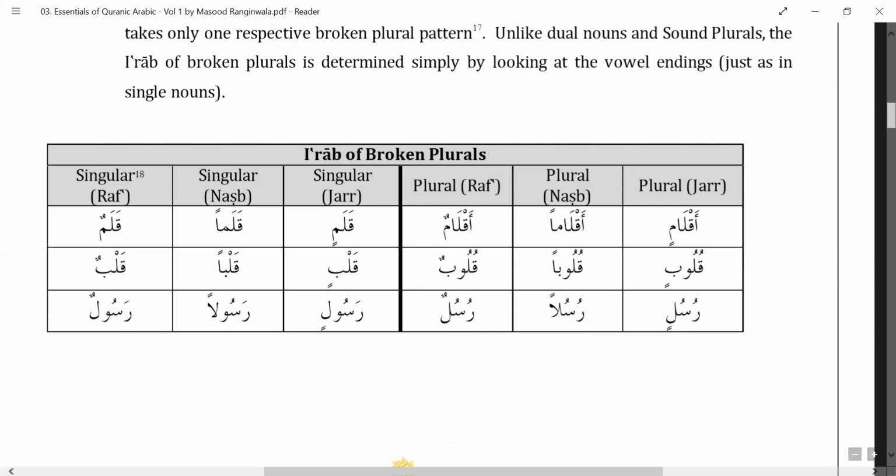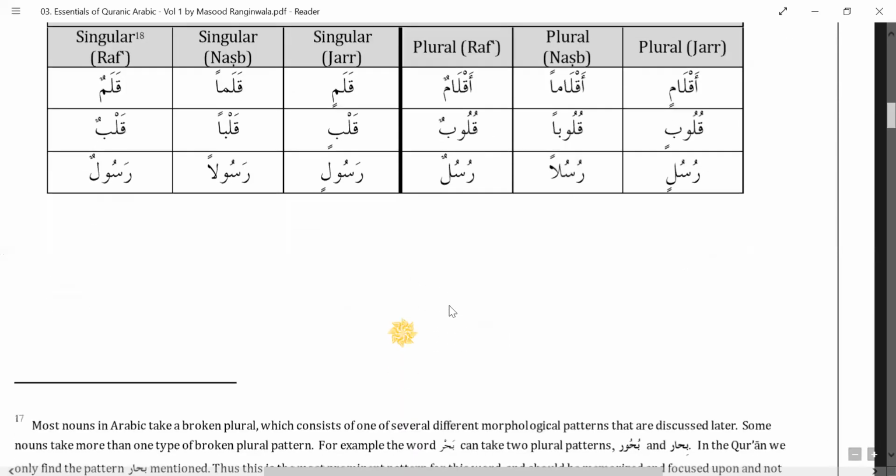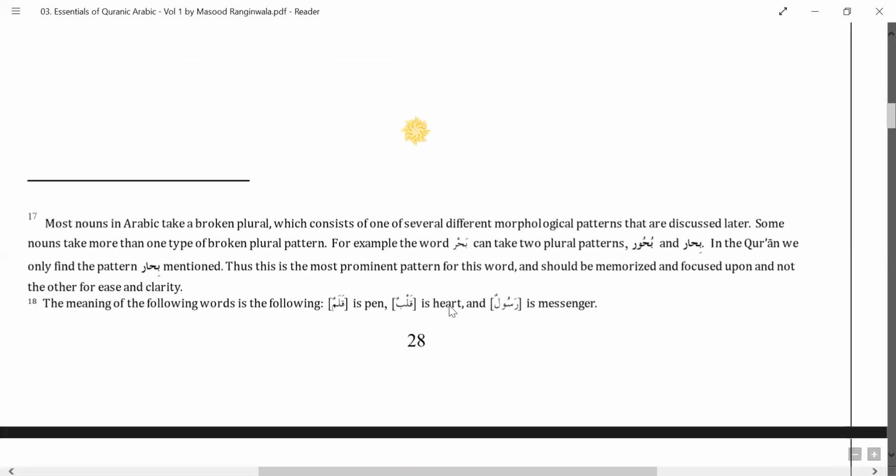So you see, aqlam, qulub, rusul, completely different patterns. Nothing is matching, no rhyming. So there are many different patterns. Most nouns in Arabic have broken plurals. That's what is mentioned here. That is why you need to learn the words along with the plural.